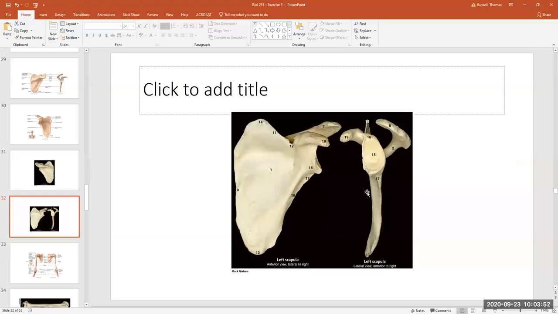As we looked at before on the right one, this is anterior. How do I know this is anterior on this side of the bone? Well, because there's no spine. That's a spine back there. Off of the spine is the acromion. Where the shoulder joint is formed, that's called the glenoid cavity or fossa. That's the coracoid process right here.